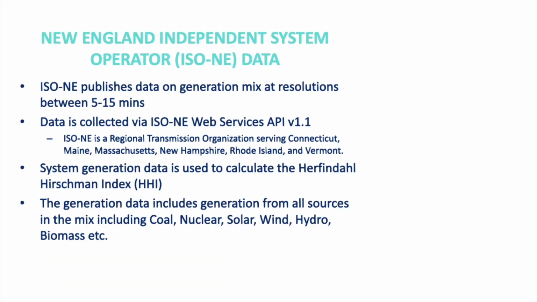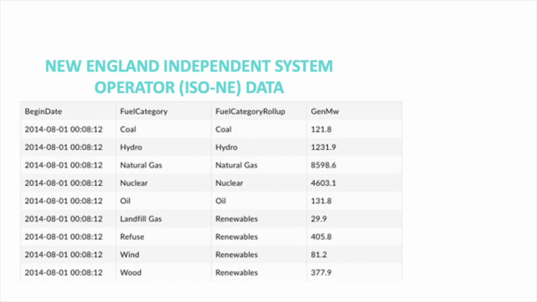I won't go into too much detail here. Feel free to pause and look into the data we have. This is the New England data on the generation mix, which we're going to use to calculate the Herfindahl-Hirschman index, which is a predominantly financial index that we're applying to the electrical grid. Here is how the data looks. We have the fuel category, different types of fuel: coal, hydro, natural gas, and all others. This is basically the format of the data.